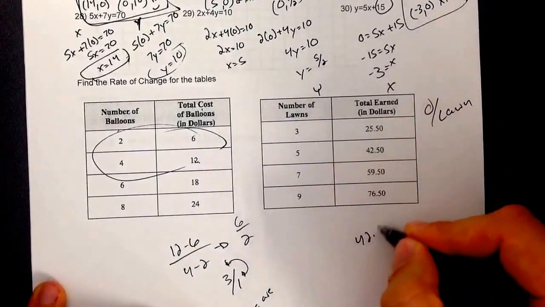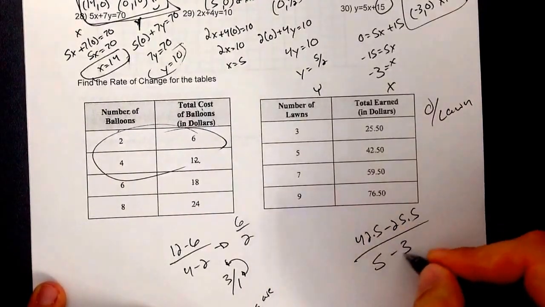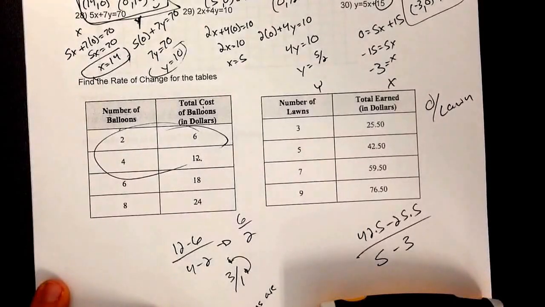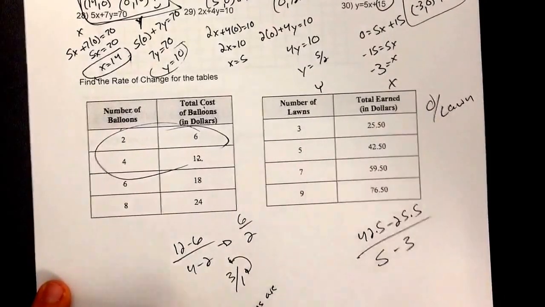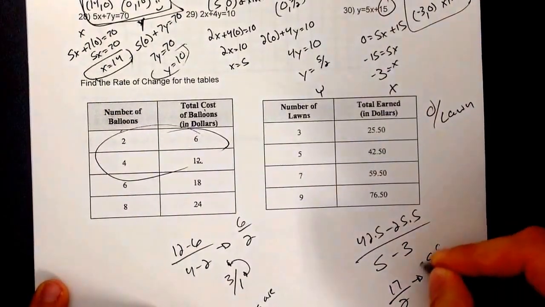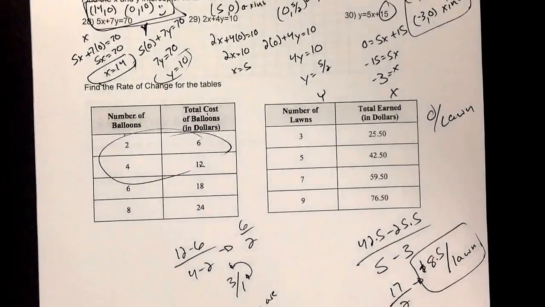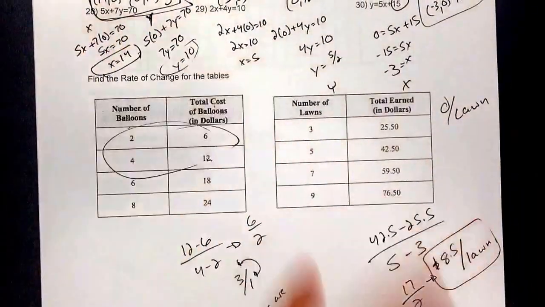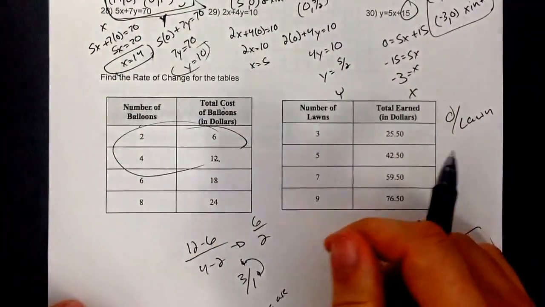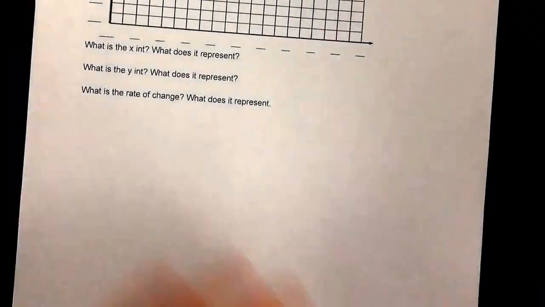We'll go 42.5 minus 25.5 over 5 minus 3. Going to have to whip out the calculator. How embarrassing. 42.5 minus 25.5, but I don't want to get it wrong. This is going to be 17 over 2 or $8.5 per lawn. If they give you units, you need to give units back and make sure your units make sense. Example, balloons per dollar, a little weird. I would prefer dollars per balloon. Anyway, moving right along, our very last one.